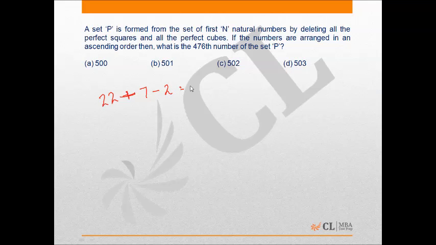So that means 27 such terms. Thus, in the first 500 natural numbers, 27 numbers are either perfect squares or perfect cubes or both. So the 473rd term of the set P would be the number 500. So the 476th term would be 500 plus 3, which is 503. So the 476th term is the number 503. Option D is correct.